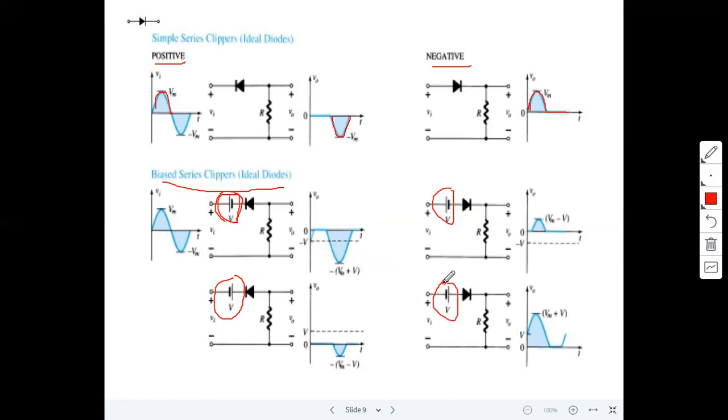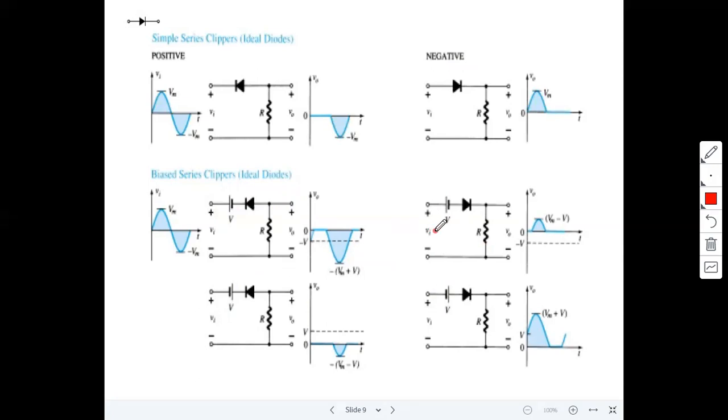Depending upon the polarities here, it is a positive bias. For these two cases, positive bias. For these two cases, negative bias. Now, analyze the case when the diode is on and when the diode is off.